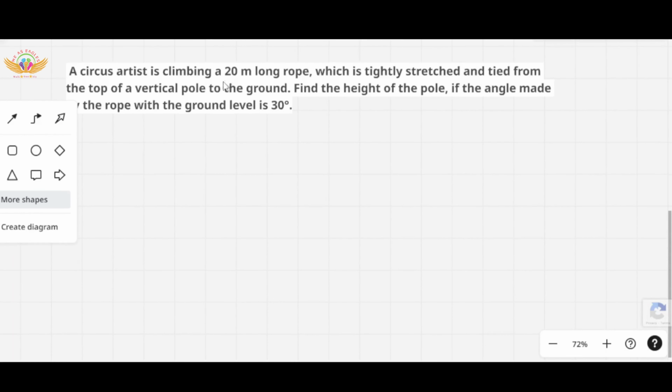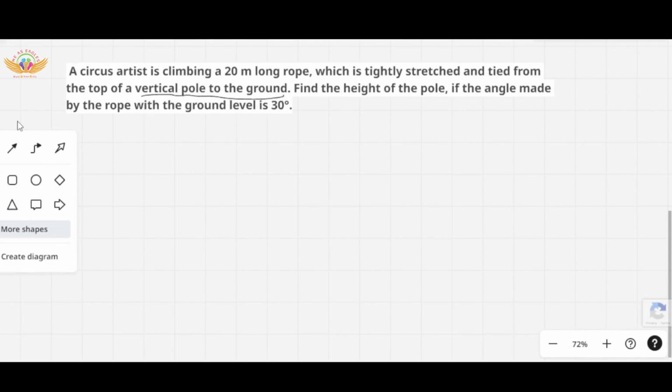Yes. First, what we have to do here is, there is a circus artist and he is climbing a 20 meters long rope, which is tightly stretched and tied from the top of a vertical pole. So, there is a pole to the ground. So, first draw the pole. Don't directly draw the 20 meters long rope. First, draw the pole for support.